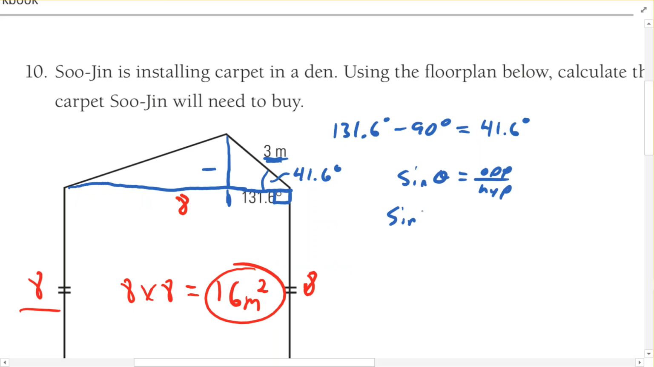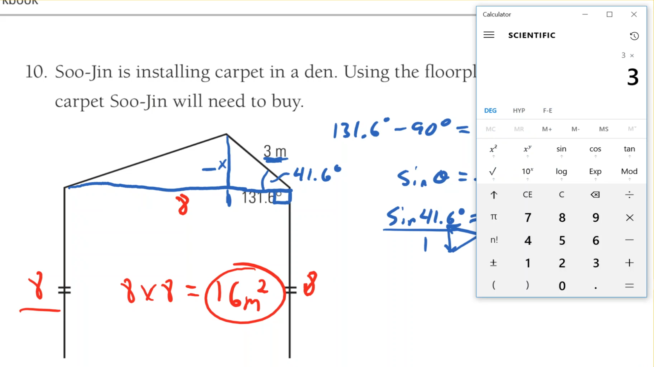We know the angle, so I'm going to write sine of 41.6 is equal to, we don't know the opposite, so we'll just call that x. So side length x over, and the hypotenuse is 3. If you want to put that over 1 and do your cross multiplying thing, it's just going to be 3 times that divided by that gives you that.